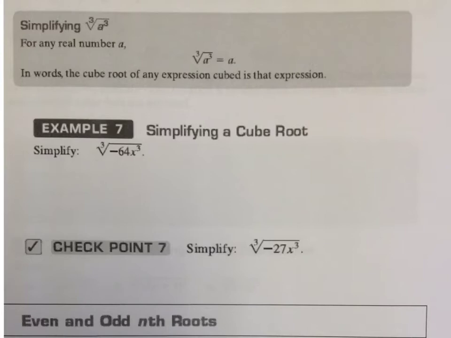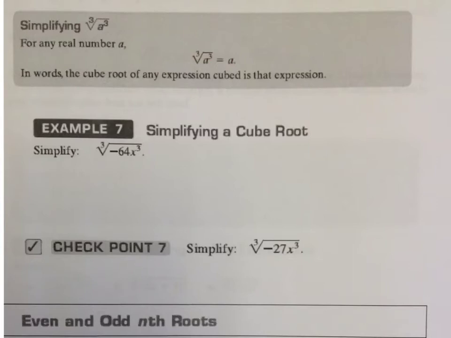So we're going to simplify cube root of a cubed. The definition here is for all real numbers a, the cube root of a cubed equals a. That's without absolute value symbols. When we did square root of a squared, we got the absolute value of a. But now with cube root, that doesn't matter, because we can get a negative number. If we cube a negative number, we get a negative number. So we don't have to have the absolute value.